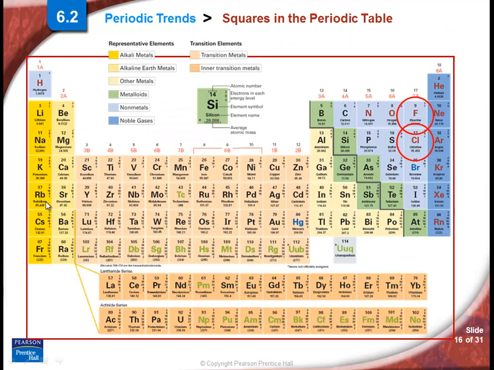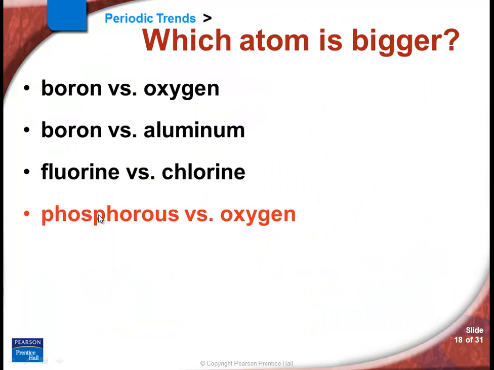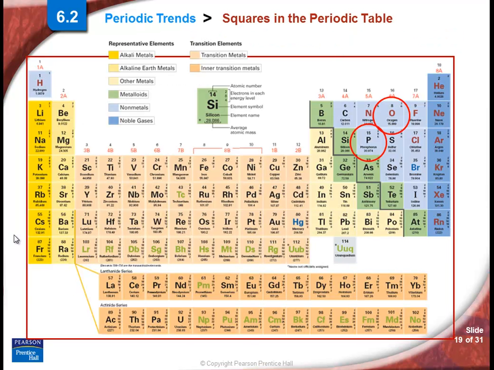How about fluorine versus chlorine? They're two halogens. Same principle as boron versus aluminum. Chlorine is further down in the same group, therefore you can bet it's going to be bigger, and so it is. Now let me throw in one that's maybe a little bit complicated.